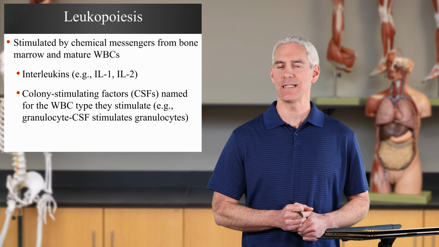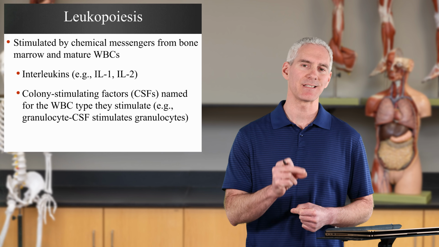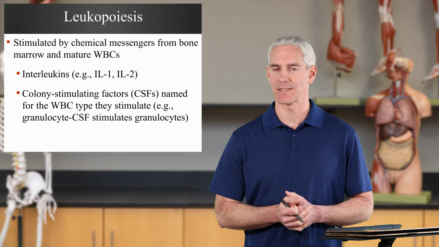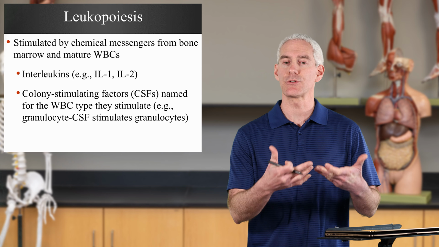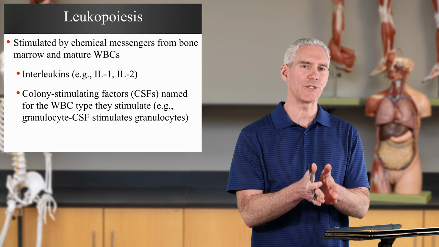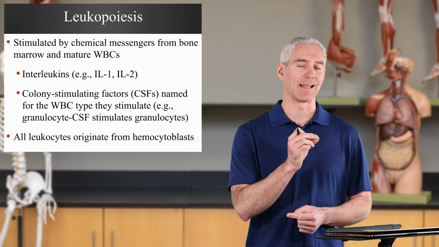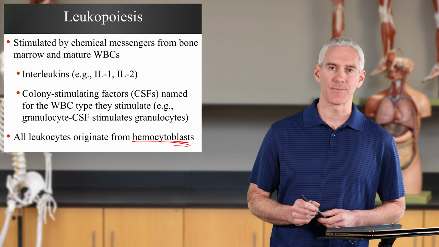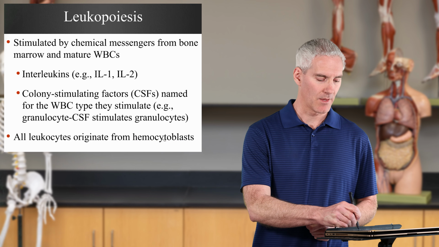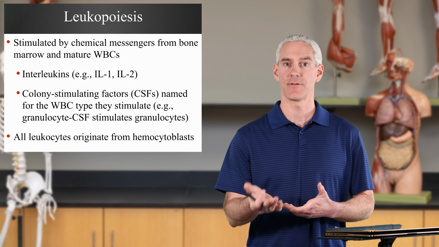We also have the colony stimulating factors. These colony stimulating factors are named specific to the white blood cell they produce. So for example, you'll have a monocyte colony stimulating factor, and a neutrophil colony stimulating factor. They know which individual cell needs to be produced. And again, every one of these originates from that stem cell, the hemocytoblast, or hematopoietic stem cell, and then differentiates into each individual type of the 5 white blood cells.